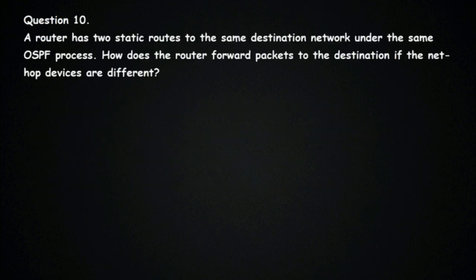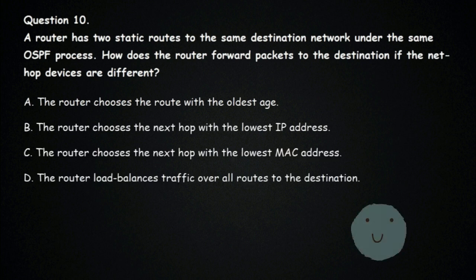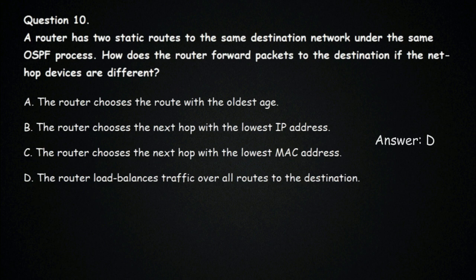Question 10. A router has two static routes to the same destination network under the same OSPF process. How does the router forward packets to the destination if the next hop devices are different? Options. Answer is D. The router load balances traffic over all routes to the destination.